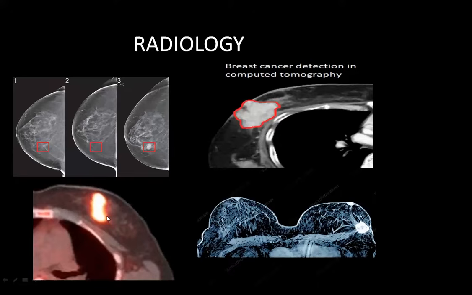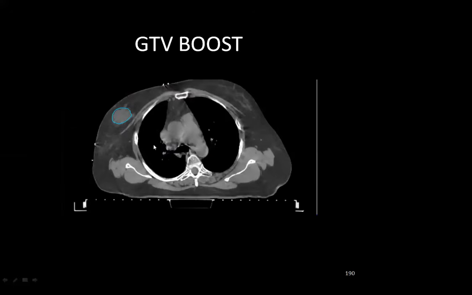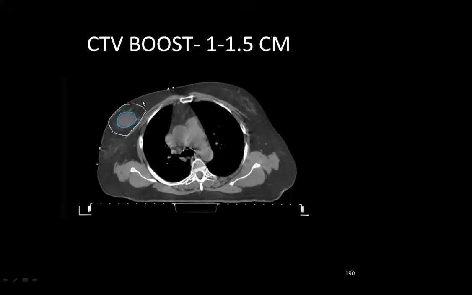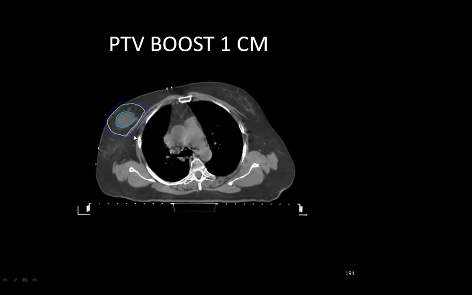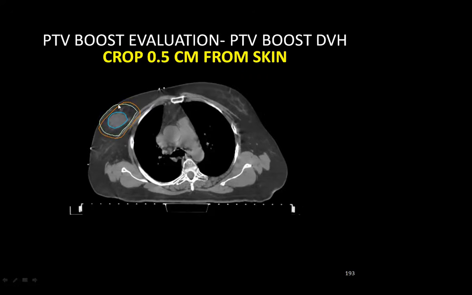Radiological pictures, if you can see from PET or an old MRI, mammogram, or old CT, you can overlap and fuse the structure, but most times it's not fused properly because of some erratic issues. So this will be your GTV boost. You give a 1.5 centimeter margin for the CTV boost, and you exclude the muscles. Sometimes the cavity may attach to deeper structures, but be careful when you're excluding the muscles and intercostal muscles. Then give the PTV boost a 1 centimeter margin, and that is called PTV evaluation, 1.5 centimeter from the skin. So these are the things you have to follow.